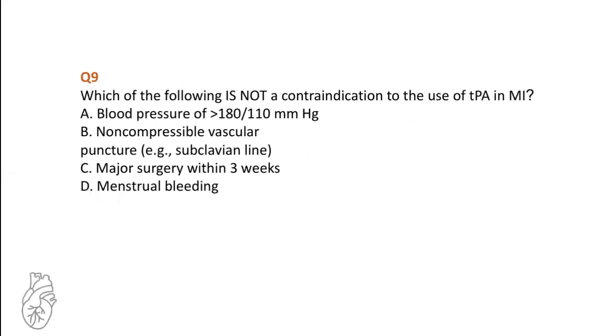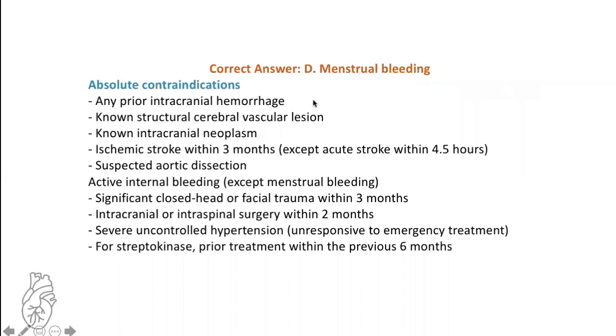Which of the following is not a contraindication to use TPA in MI? A, blood pressure more than 180/110; B, non-compressible vascular puncture, like a subclavian line; C, major surgery within 3 weeks; D, menstrual bleeding. D, that's true. Yeah, it's not a contraindication. So menstrual bleeding is not an absolute contraindication.